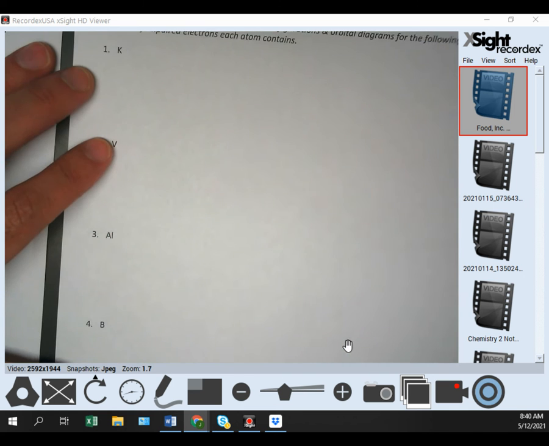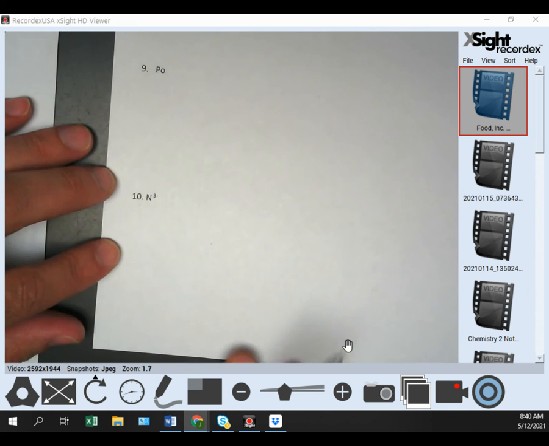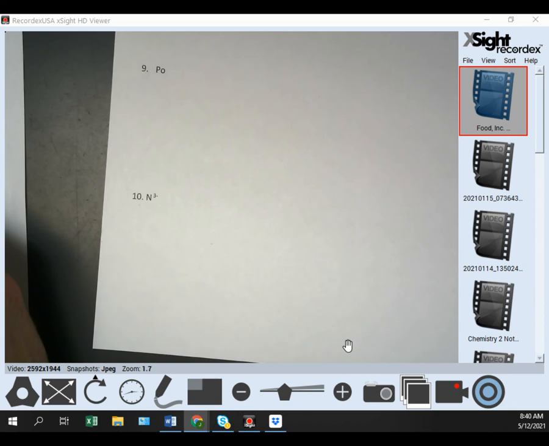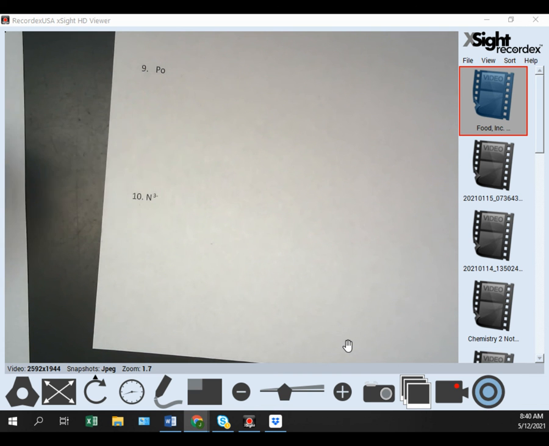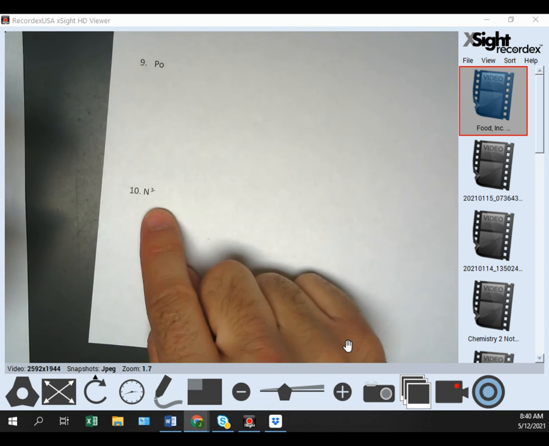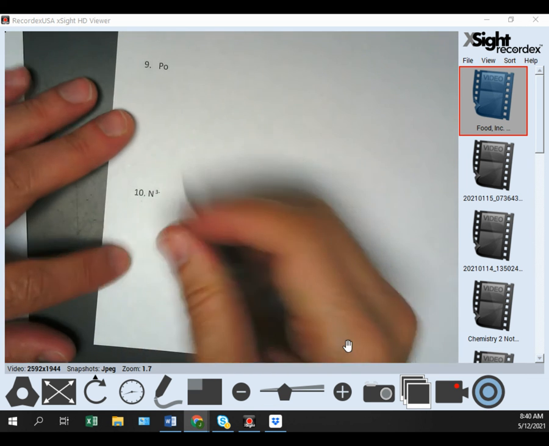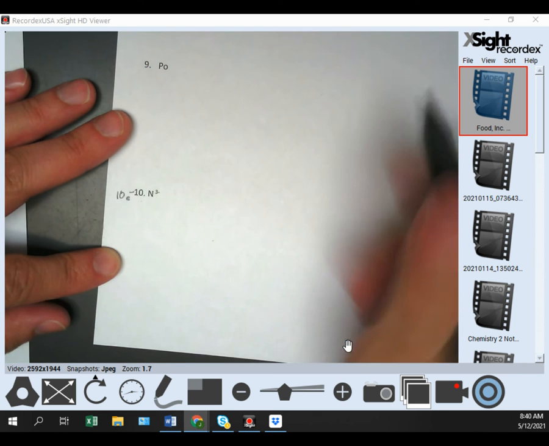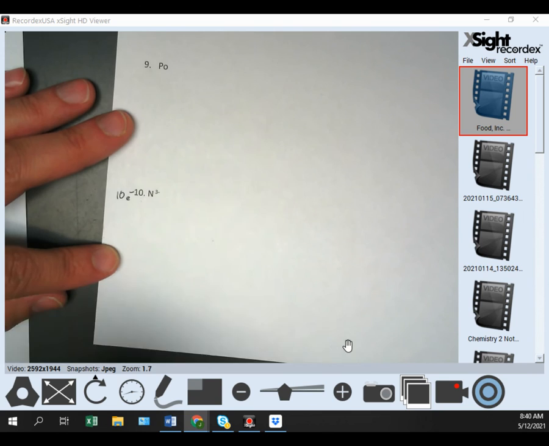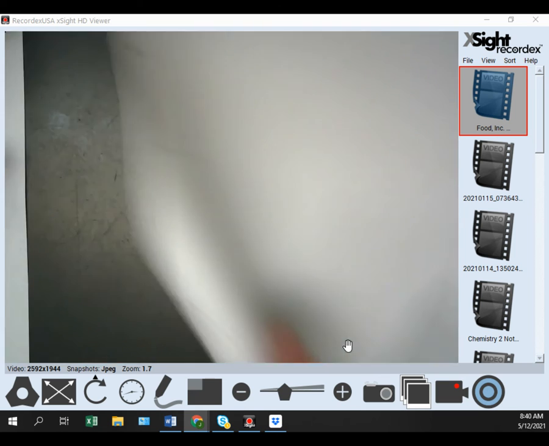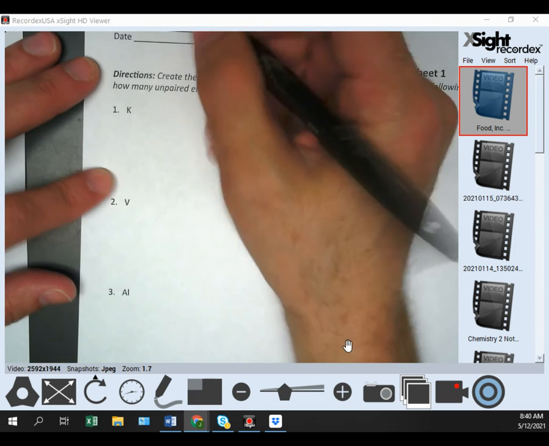Okay, now, just to make sure, flip it over to number 10. And 3 negative. Anybody remember what the 3 negative means? Good. Gain 3 electrons. So nitrogen normally would have 7. So N 3 negative means it has 10. So this one's going to start with 10 electrons. After you figure that out, ions, the ones with charges, you do them exactly the same way as all the others. There is no difference. The only difference is how many starting electrons you start with. Okay? All right. So let's go back to potassium. We said it has 19, right?